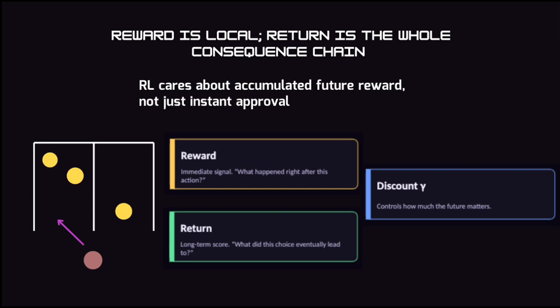Alright, so reward is the immediate feedback signal. It answers the question, what happened right after this action? Did this agent gain a point, lose health, or reach the goal? Waste time or hit an obstacle?